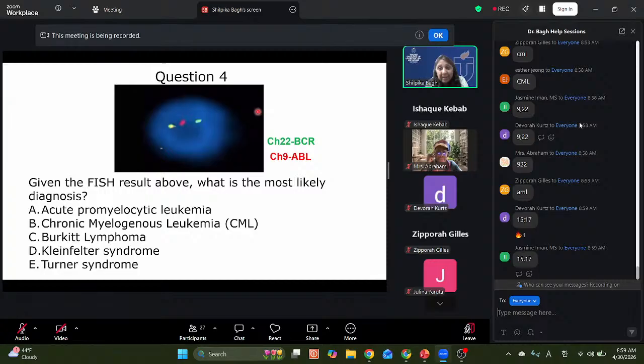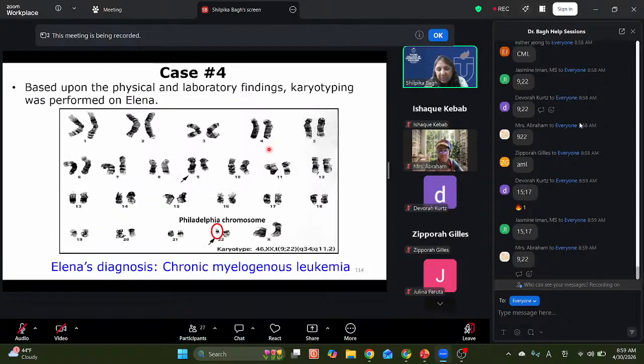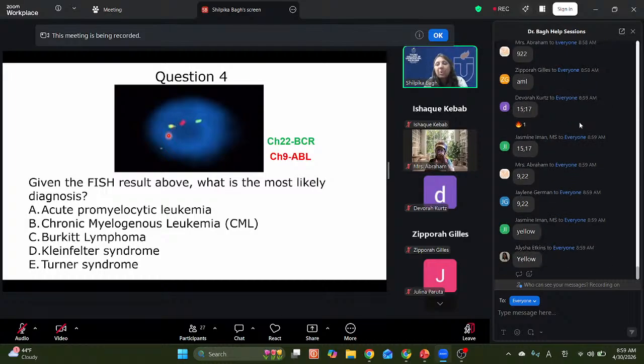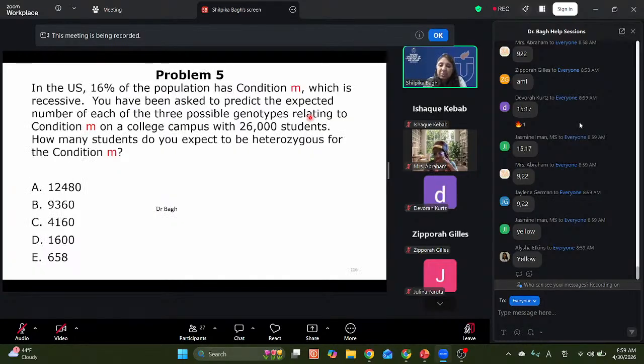This is clearly CML. What chromosome do you see in CML? This one was karyotype and this one is FISH. Is this FISH? So why is this a fusion gene? Because red and green gave you what? Red and green gave you the color yellow. So this could be either CML or PML, known as AML M3, but this is clearly CML. What's the chromosome? Philadelphia chromosome.